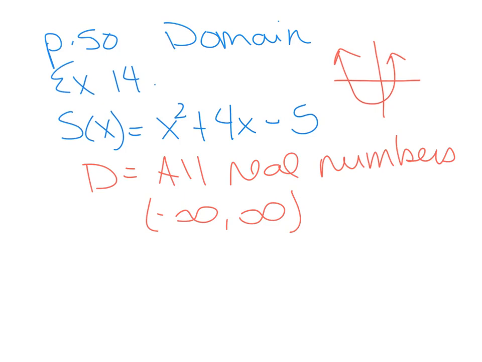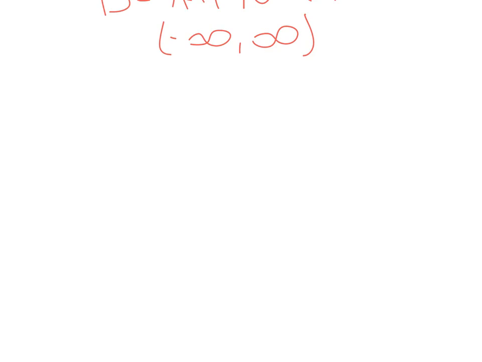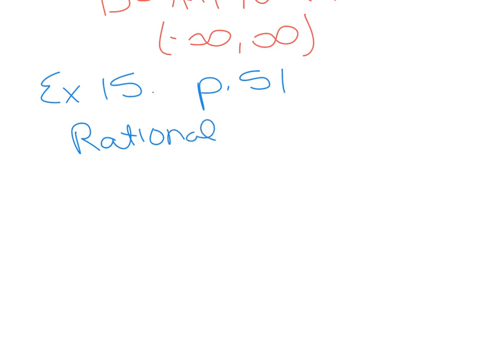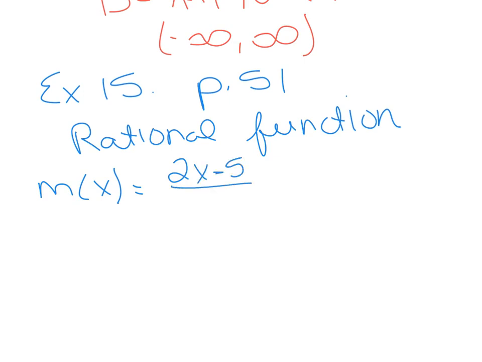Example 15, which is on page 51, is a different kind of function. It's a rational function. A rational function is simply a function that looks like an algebraic fraction. Rational is just a fancy word for fraction. And you can see this does. It has a fraction bar with a numerator and denominator, and both have variables in it. This is a rational function with a polynomial in the numerator, a polynomial in the denominator.